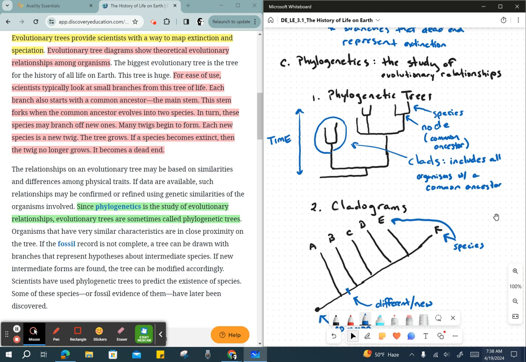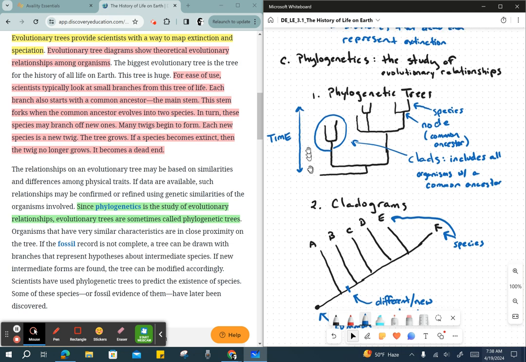And time is represented. More present time is further out on the branches, and depending on how far you are here versus here, this gives you a sense of time. This represents an older period of time, and this represents that older time plus more recent stuff. So these guys would be more recent developments.